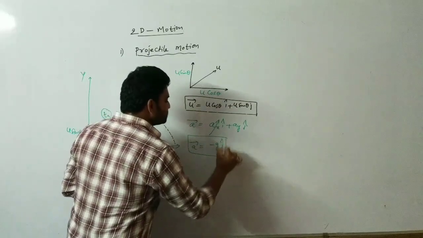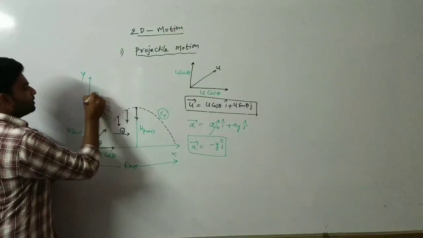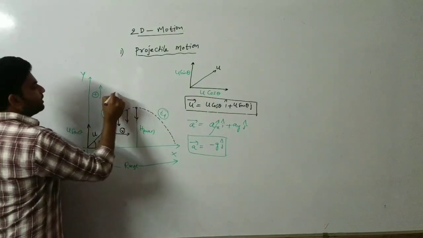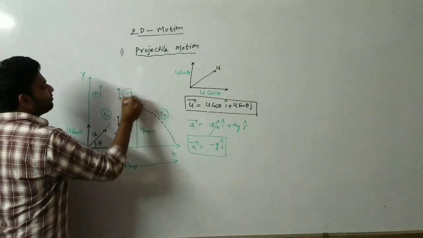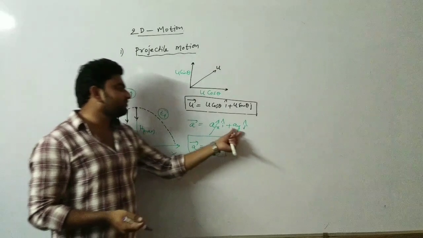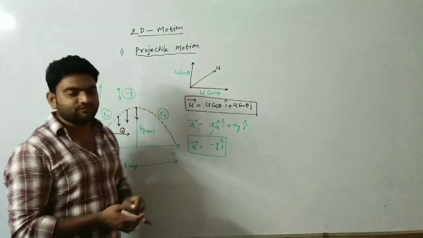Why did I write minus g? Because of the sign conventions. If I take height as positive, gravity is always acting downwards, so gravity will be taken as minus g. So in place of ay I have taken minus g j cap. This is the acceleration vector.